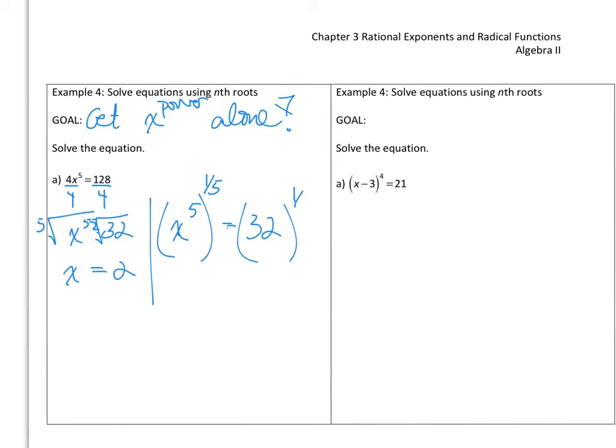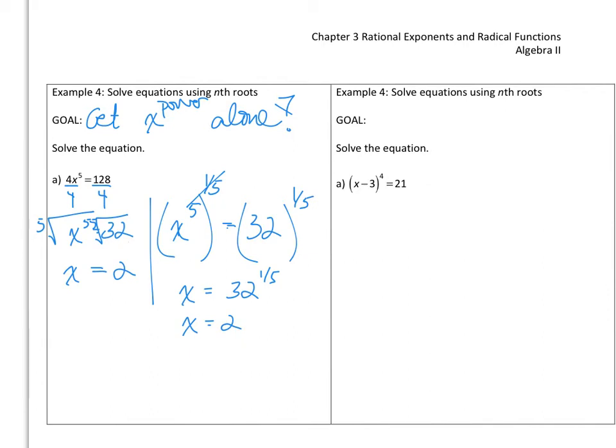1/5. And here, we're multiplying our exponents, and 5 times 1/5 is equal to 1, and we end up with x equals 32 to the 1/5 power, which is really the same thing as taking the fifth root of 32, which is 2. So we see that we've gotten the same answer using both methods.